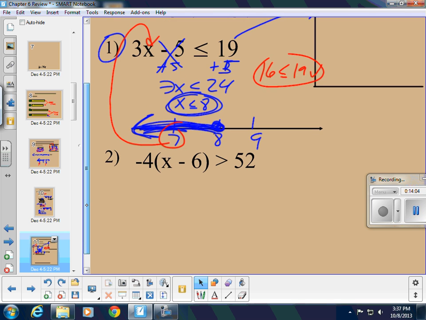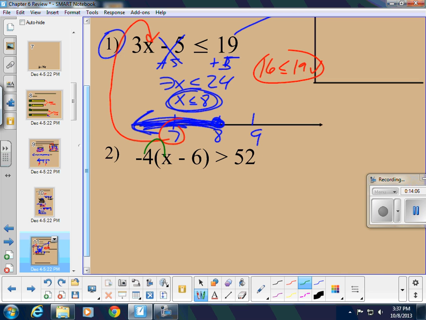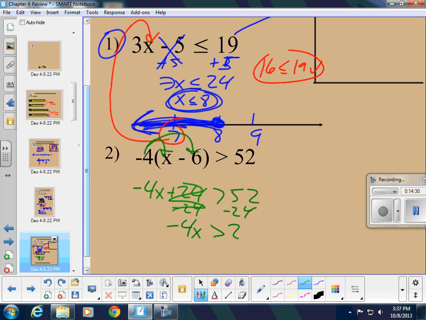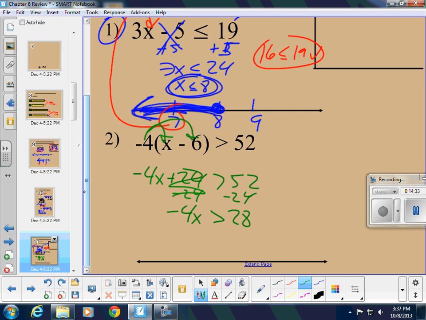Okay. Number 2. We solved equations like this before. The first step we should do whenever it's possible in an equation or an inequality is distribute. So in this case, it's negative 4x, and then negative 4 times negative 6 gives me plus 24, and that's greater than 52. I got to subtract 24 from both sides. Negative 4x is greater than, what do I get over here now? 28, I think. Divide both sides by negative 4.